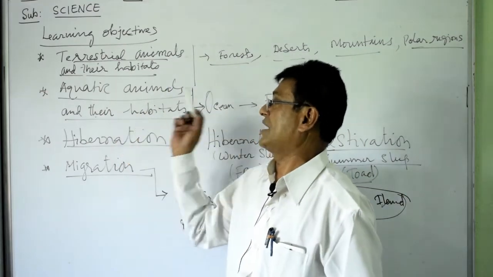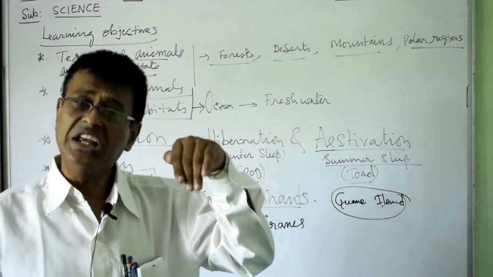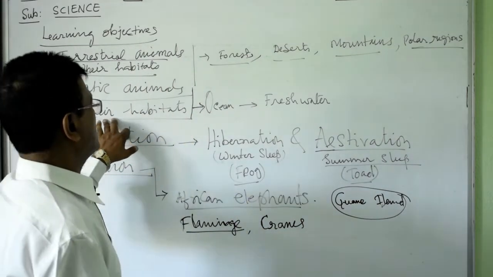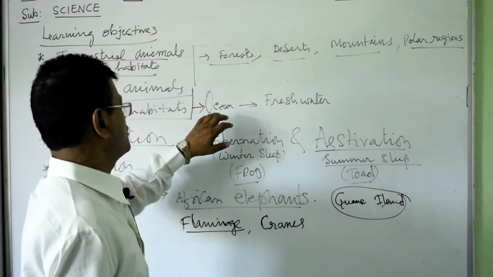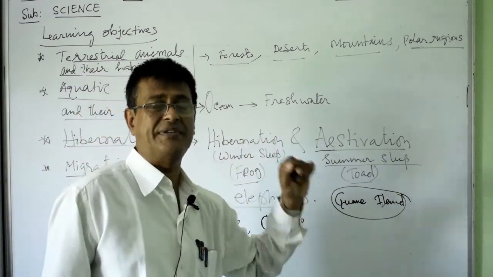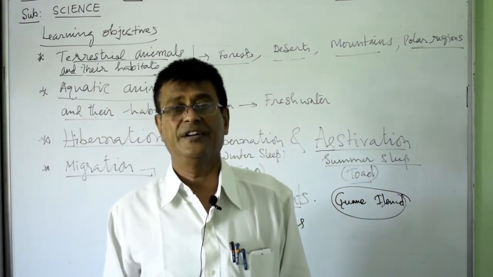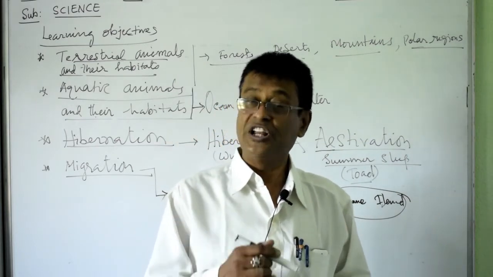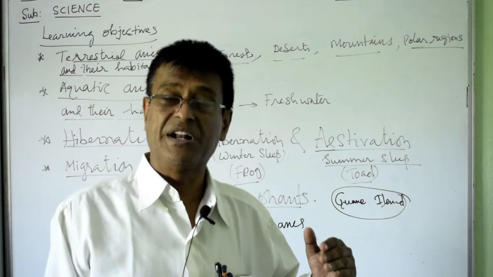Next we come to the aquatic animals. Aquatic animals means the animals that stay in the water. And you know, there are two kinds of aquatic habitat. One is the ocean or marine habitat. Another one is the freshwater habitat. Why marine habitat? You know, the seas and oceans have salty water. The water has lots of salt in it, and that is why it is saline water. And the animals here are completely different.